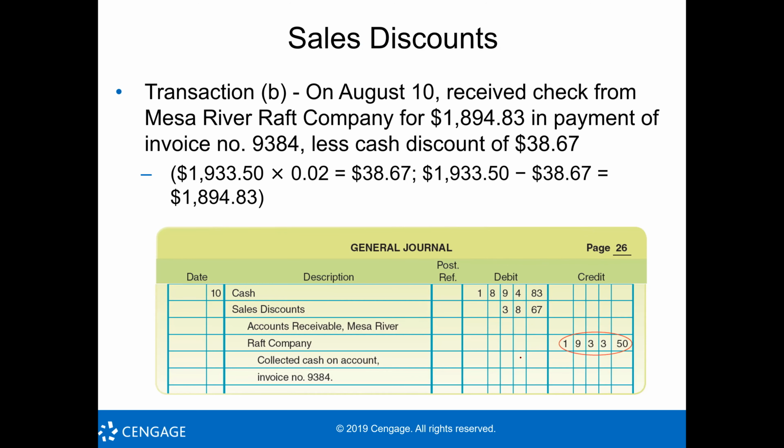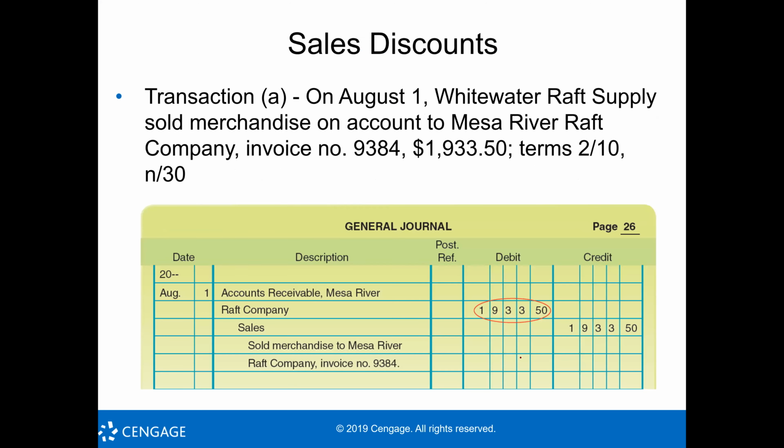All right. And now here it's showing, okay, so let me back up a second. We had terms of 2/10. We sold merchandise to Mesa River Raft Company. We're Whitewater Raft Supply. So we sold merchandise to Mesa River Raft Company, 2/10. So 2% off within 10 days, right? 2% off if paid within 10 days.